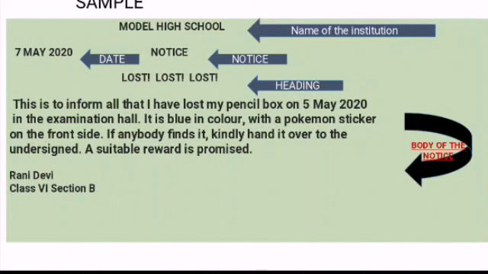Then as you complete the body of the notice, you write down Rani Devi, class 6, section B. This is the name and designation. Just before the name, you have to put your signature. So this is a sample notice of lost. I hope you will be able to practice more looking at this.